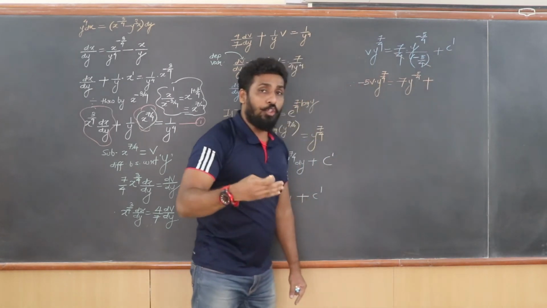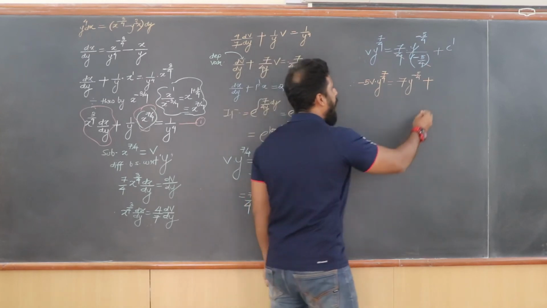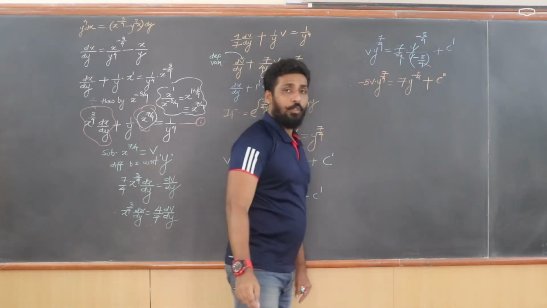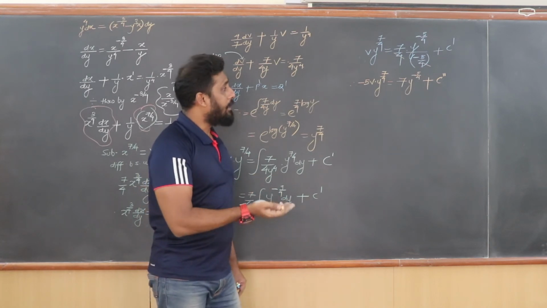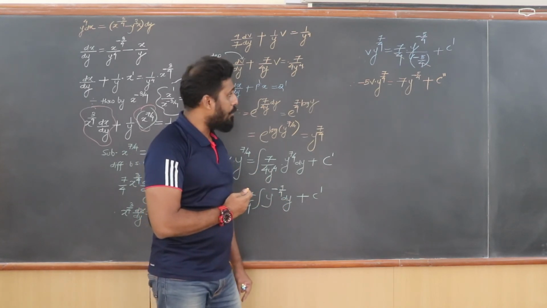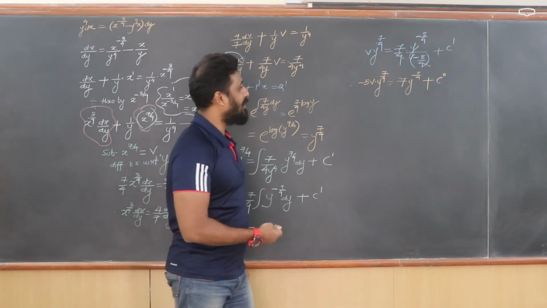The constant will also get multiplied with minus 5. I get a new constant, so I write c2. C dash was my previous constant, or you can say C1, and it is getting multiplied with the new number minus 5, so it has given me a new constant C2.